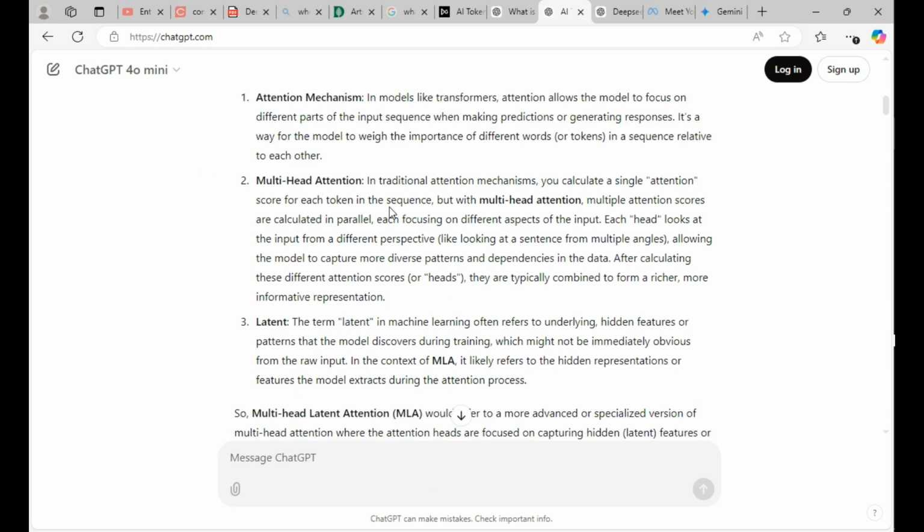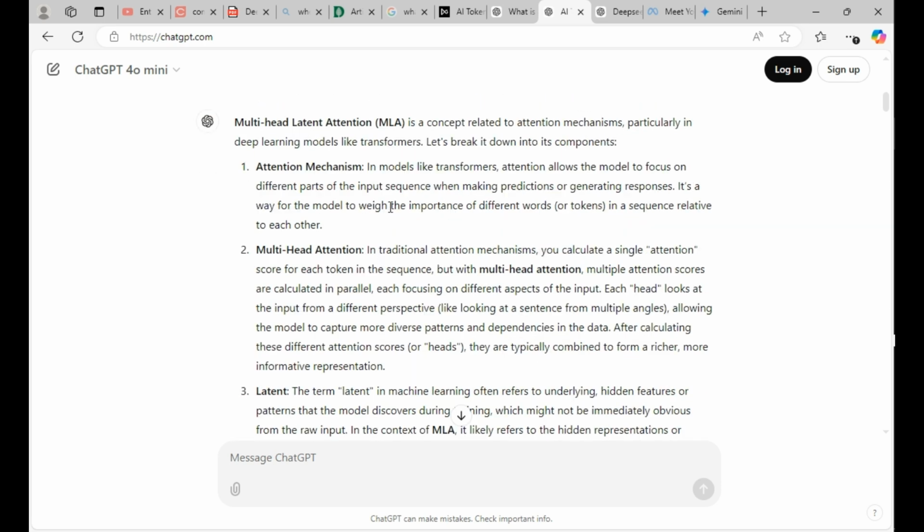There are three major components in DeepSeek, two of which are in ChatGPT. Once again, what I'm trying to say is that the attention mechanism is in ChatGPT. Multi-head attention is in ChatGPT. Latent is not in ChatGPT, but it is in DeepSeek, which actually distinguishes the difference between DeepSeek and ChatGPT.